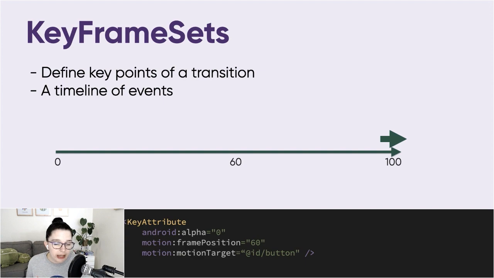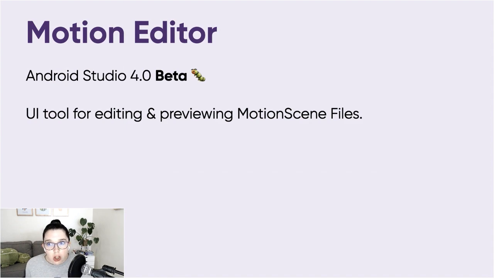So these are the key concepts of using motion layout. We have our constraint sets, our transitions, and maybe a little bit deeper is KeyFrameSets. So once we've got these blocks of information in our minds, we can actually go and look at how we use the motion editor. In Android Studio 4 Beta, there is now a new UI tool for editing and previewing motion scene files. And this makes it extremely powerful and a lot easier to work with motion layout and build these awesome scenes within Android Studio.